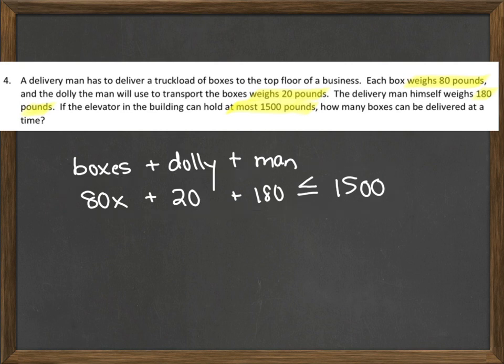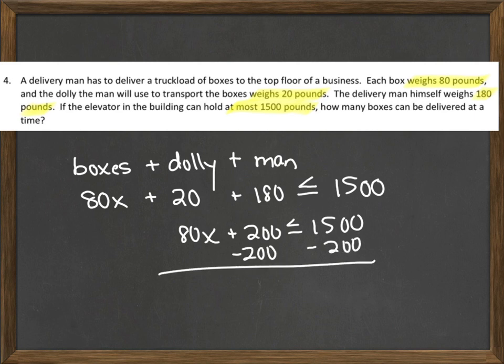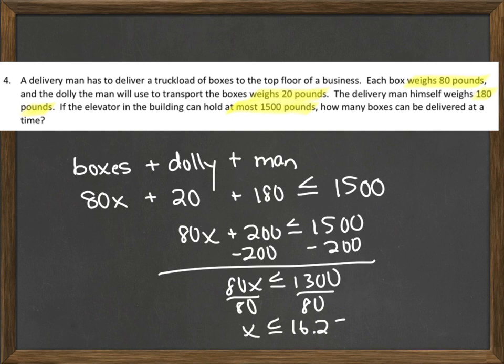All right, so this is our answer, right? So you could leave it like that, but we are then asked to solve it. So let's go ahead and solve this. So we have 80x plus 200 is less than or equal to 1,500. So I am going to subtract 200 from both sides of my equation. That gives me 80x is less than or equal to 1,300. And then I have to divide by 80 to find out how many boxes this person could potentially put in the elevator at once. So when we divide, we find that x is less than or equal to 16.25.